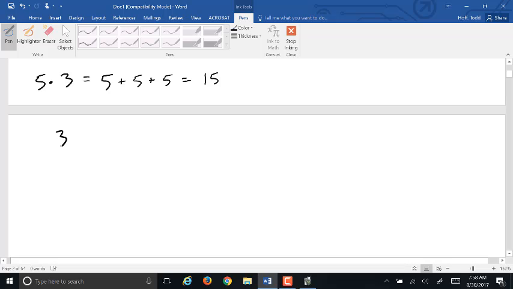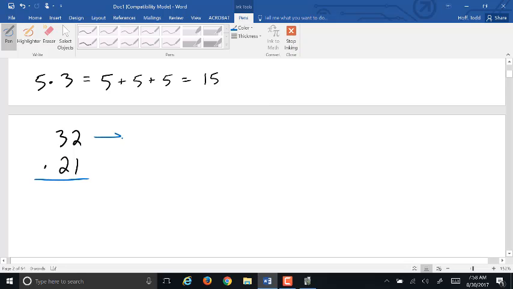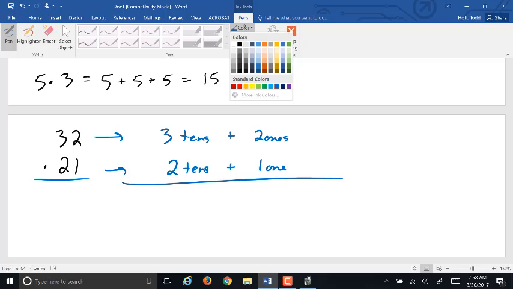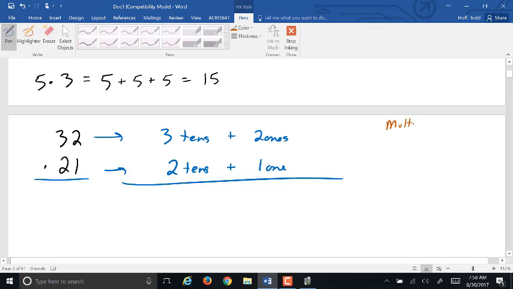If I look at a long multiplication, like 32 times 21, I am going to write these out in long form. 3 10s and 2 1s. 2 tens, and 1 1. When we multiply, do we need the same name? No. When we multiply or divide, we do not need the same name.